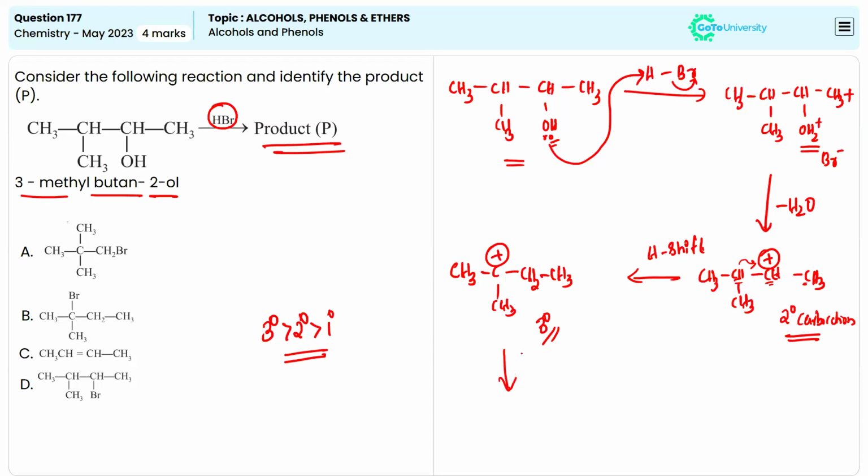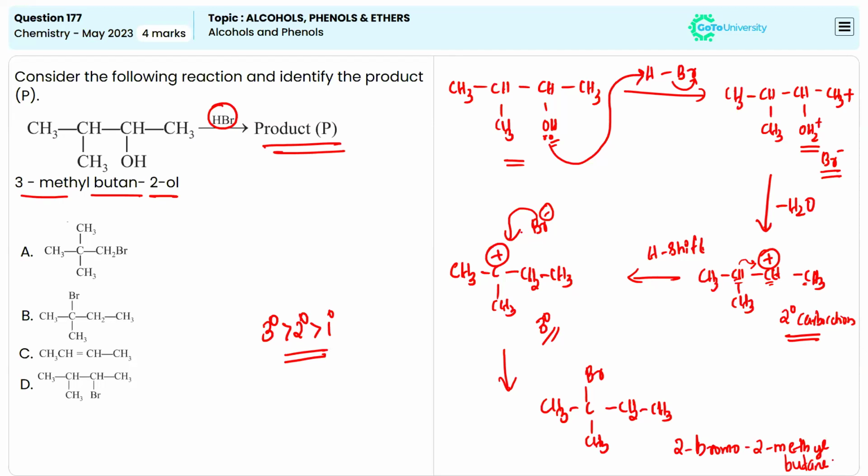So this tertiary carbocation will be attacked by the Br minus, actually the Br minus is produced in the first step itself, right? So this carbocation will be attacked by that Br minus ion, and they will produce CH3, CH3, CH2, CH3. There is no change, and this carbon will contain the bromine. Okay, so this is the product that we are getting here. This is called 2-bromo 2-methyl butane. So this is the final product.